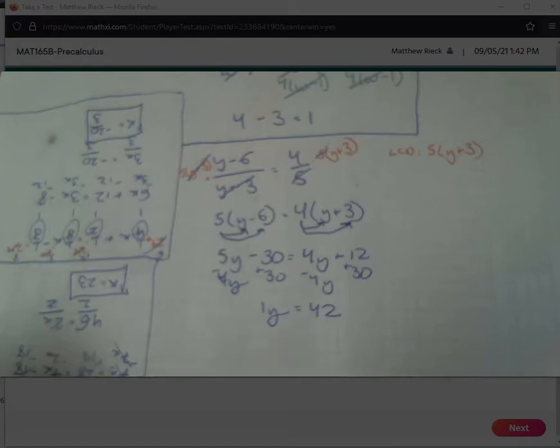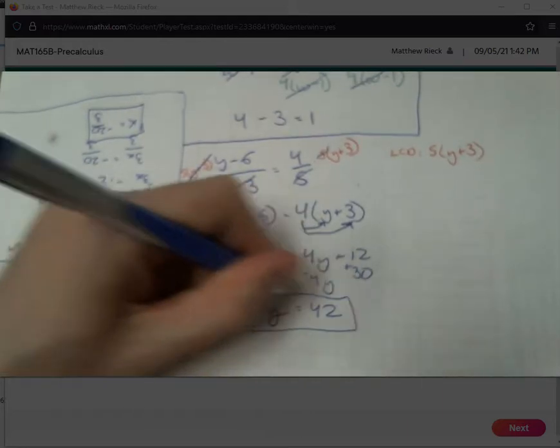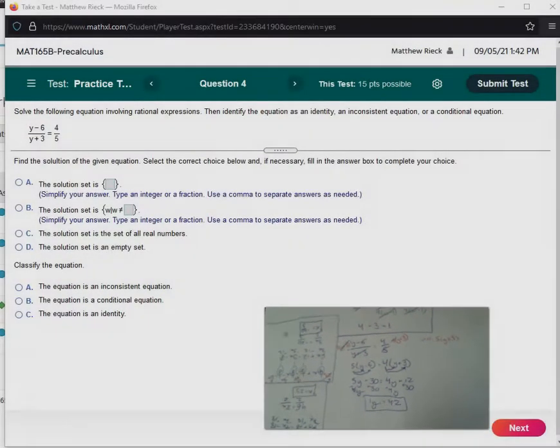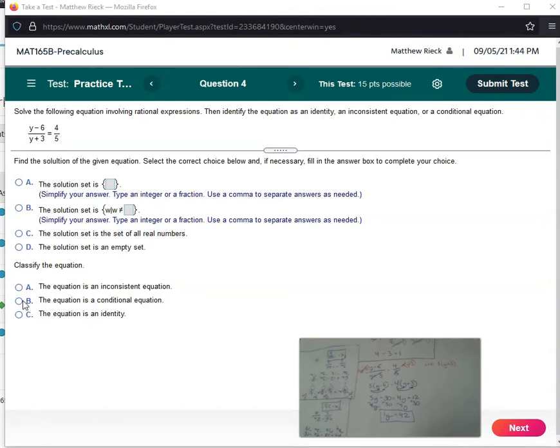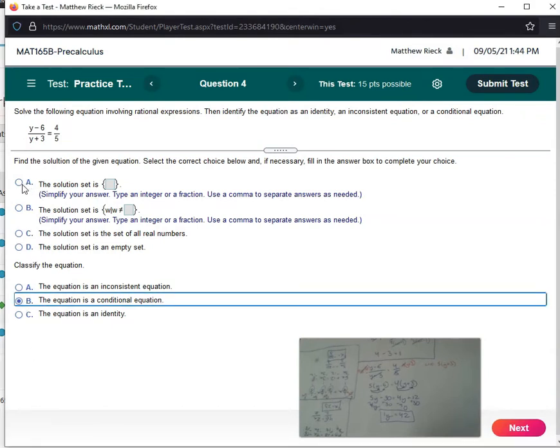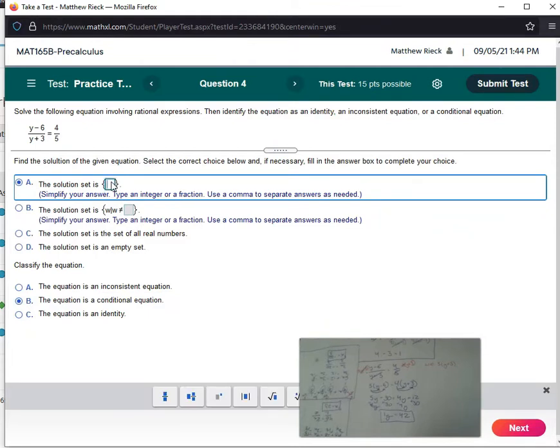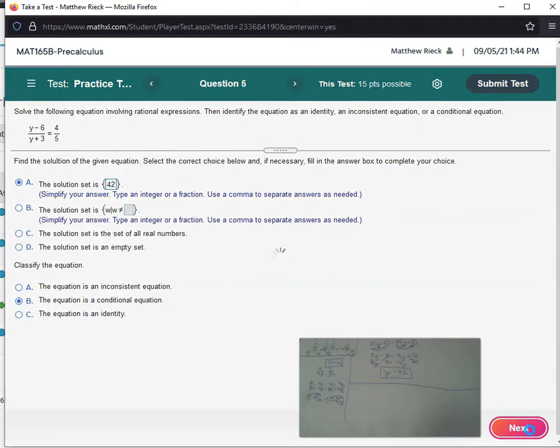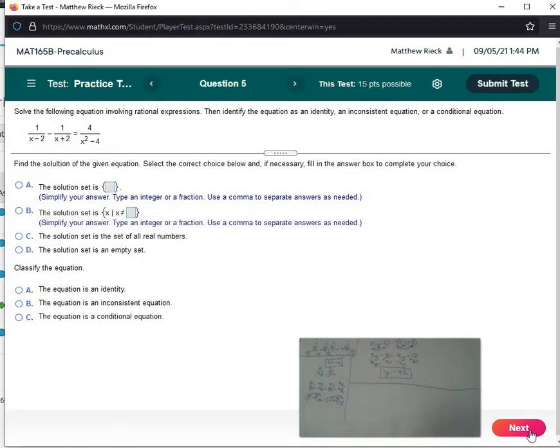All right. So in this case, we have a conditional equation, and the solution set is 42. So I guess this falls under Douglas Adams' answer to life, the universe, and everything. It's 42. So that's one possible question that could be answering for the Hitchhiker's Guide to the Galaxy fans out there.